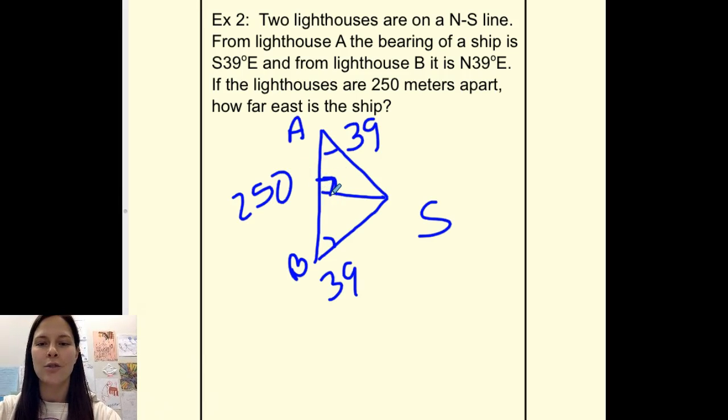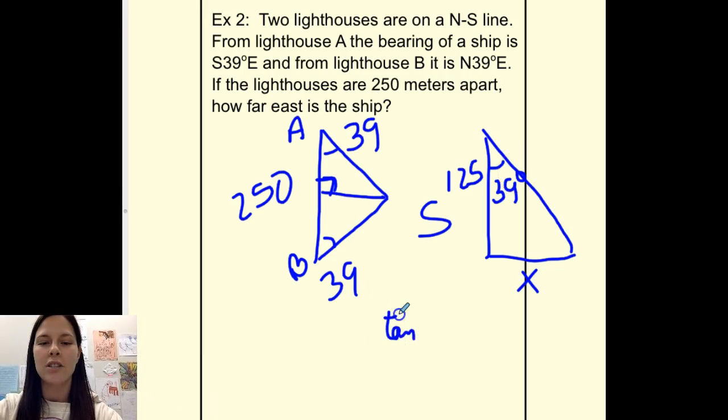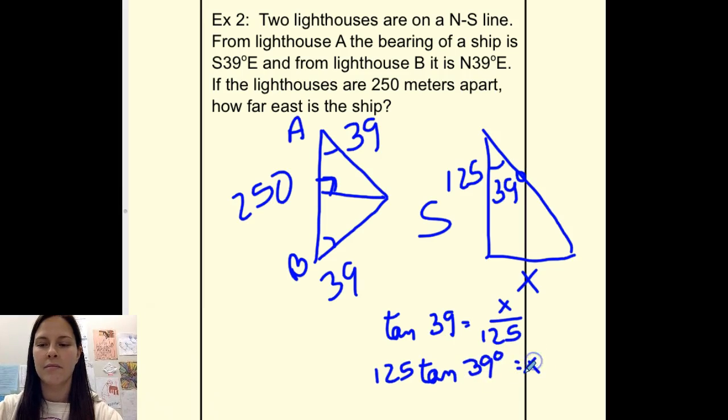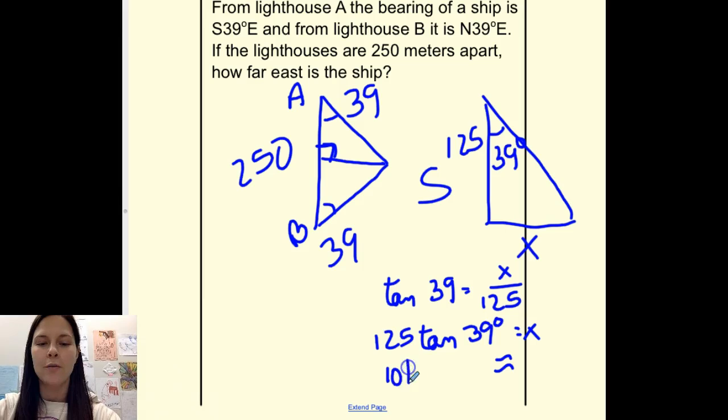With an isosceles triangle, we can split it into two right triangles by cutting that side length in half. And how far east is the ship? We're looking for the bottom side. This time we have opposite and adjacent. So we have tangent of 39 degrees equals opposite over adjacent, multiplying both sides by 125. We get an approximate distance of 101.223 meters.